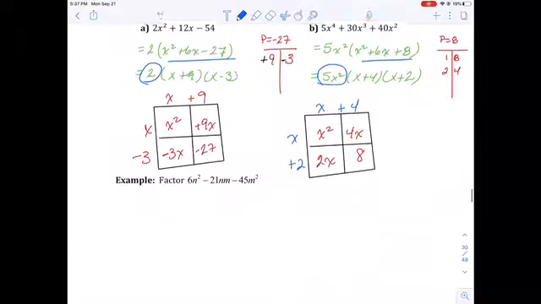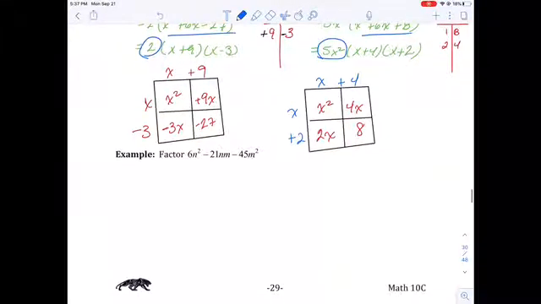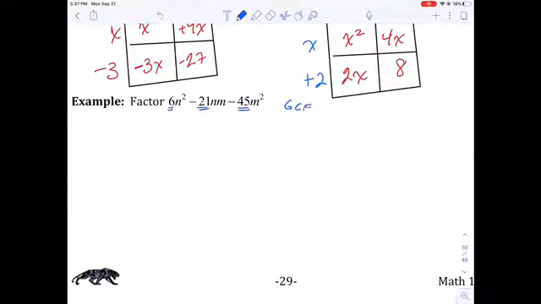The last one says factor 6n squared minus 21mn plus 45m squared. So this is one of those with the 2 variables. We don't have to panic about that too much, but I still want to do the same process. Always, we take out our GCF first.